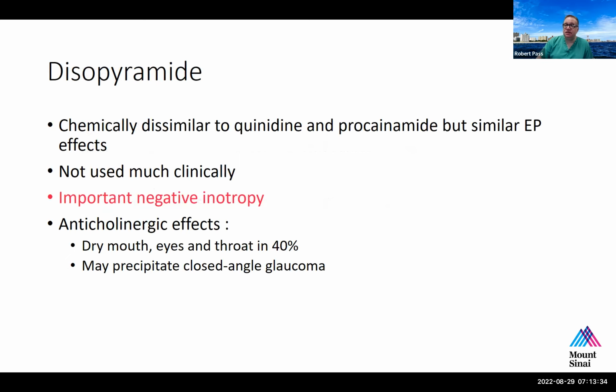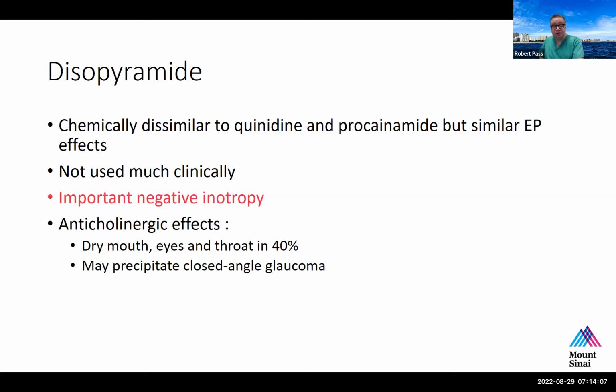The last of the so-called 1A agents is disopyramide, which honestly is very dissimilar chemically to quinidine and procainamide. It is a sodium channel blocking agent, but it's just for purposes of categorization. It's put in the same category, the 1A agents, as quinidine and procainamide, but mostly because it has a similar electrophysiologic effect. It is almost never used in the present era.